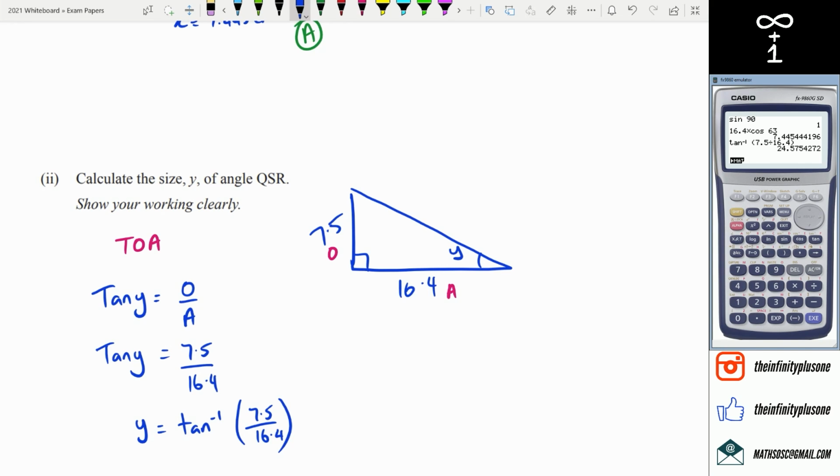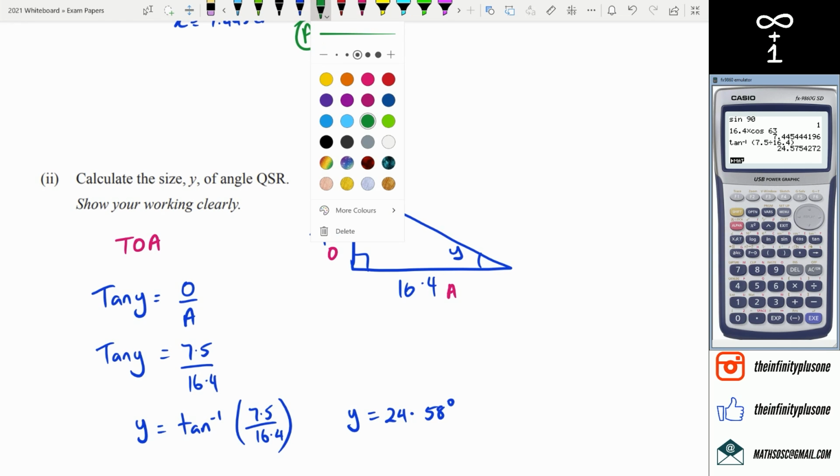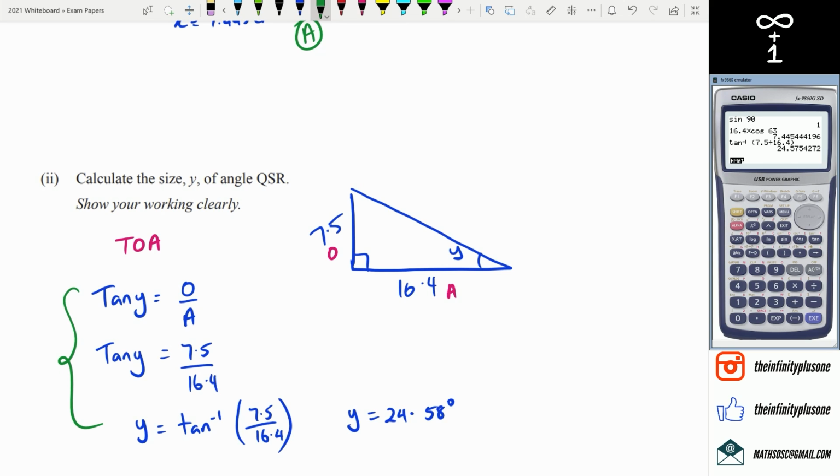And that should give me 24.58 degrees. So I can say that y is equal to 24.58 degrees. Grades wise, it's pretty much working the same way. You've got to show some sort of working, and then, of course, your correct answer is going to get you an Achieved. Cool. So moving on to the next question.